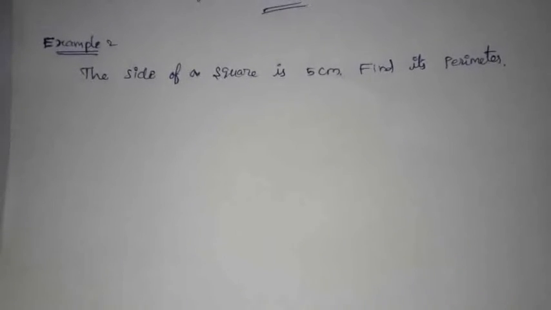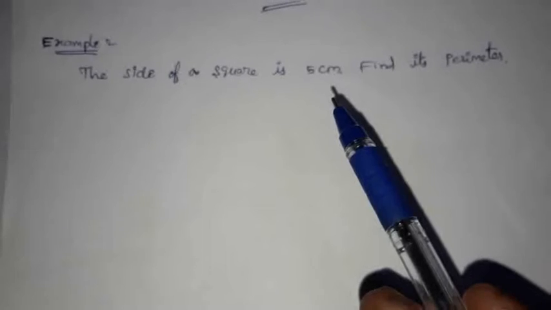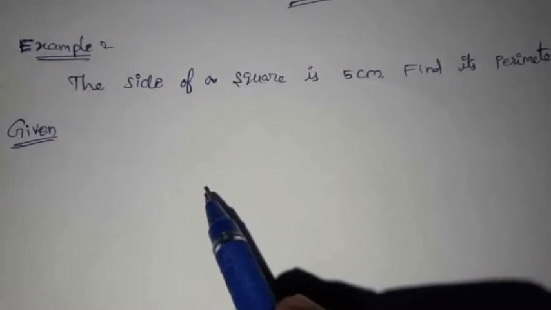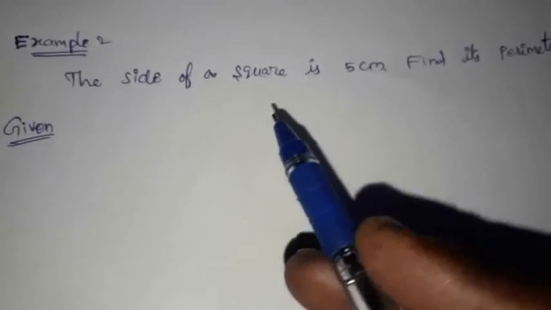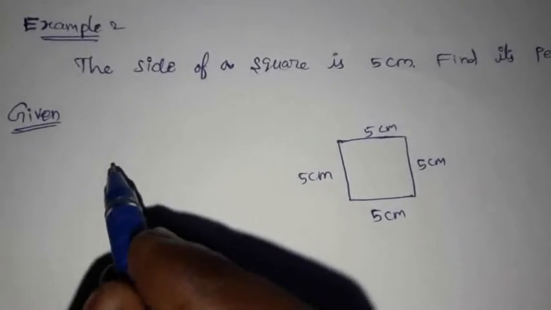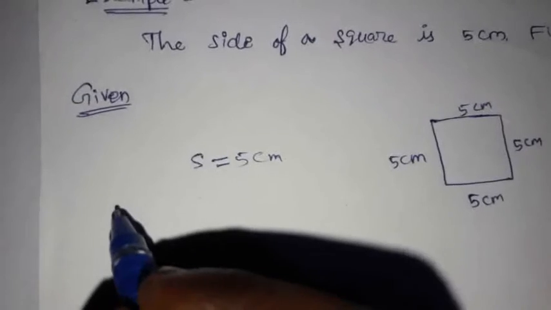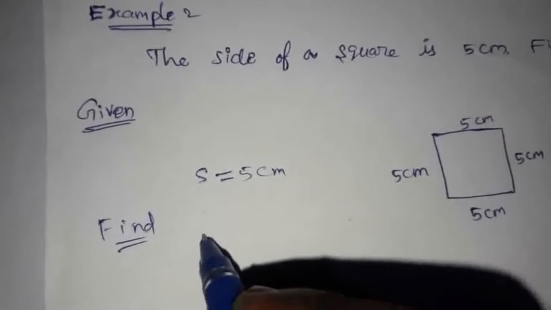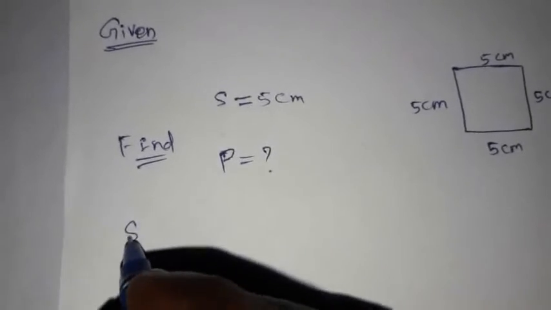Next, we are going to see the second example. The side of a square is 5 centimeter. Find its perimeter. First, you have to write the given data in the question. Side of a square is given. All sides are equal in a square, so S equals 5 centimeter. We have to find the perimeter of a square. Let us see the solution.